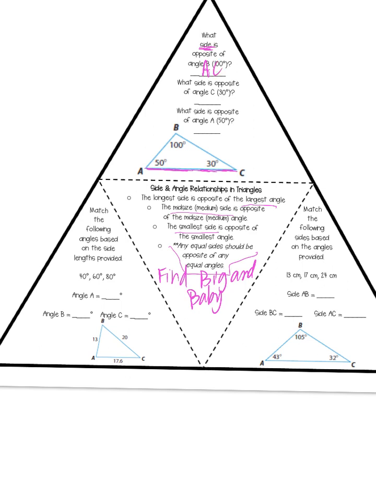What side is opposite of my angle C? That's my baby, so that's going to be AB. And then what is opposite of angle A? BC. Okay, so lines are labeled with 2 letters.